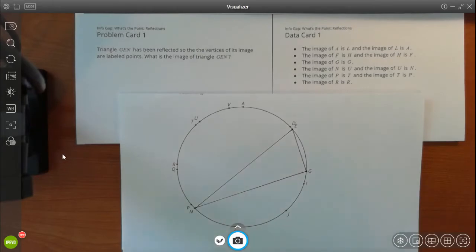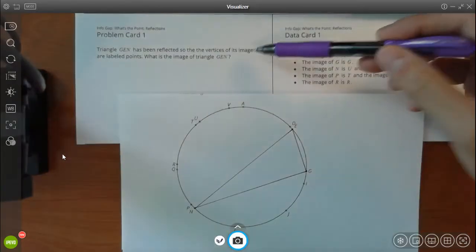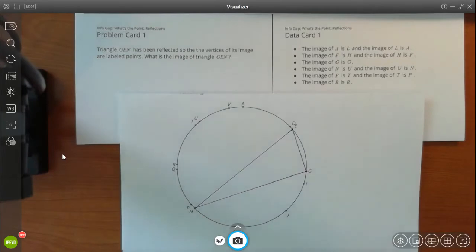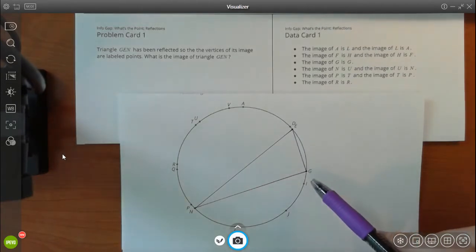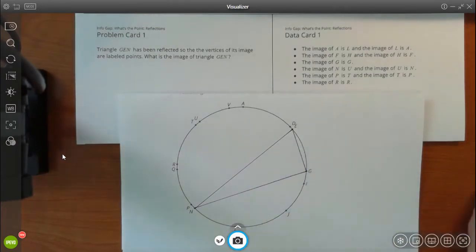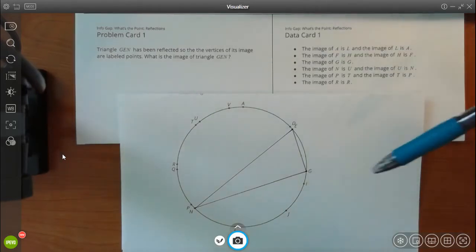We are now on part 2 of our defining reflections lesson. And now we are looking at a circle with lots of different points around the outline. And we are trying to answer a question. The question is in the top left corner. Triangle GEN has been reflected so that the vertices of its image are labeled points. What is the image of triangle GEN? You'll notice that I have drawn triangle GEN in purple on our circle already for time constraint. So what I'm looking to do is see if I can get the image after it has been reflected.